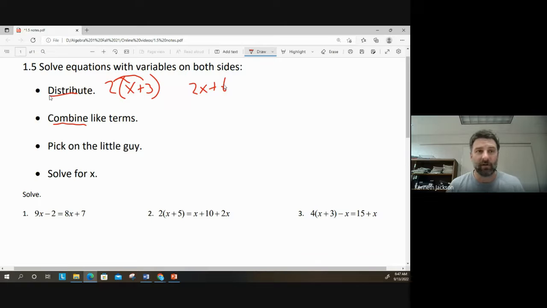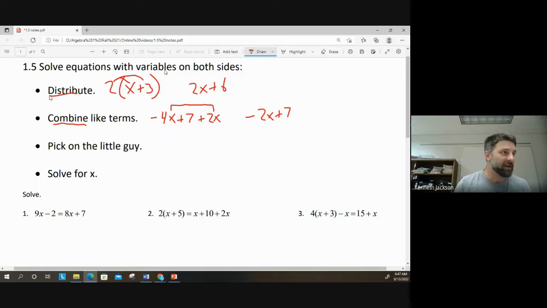After you distribute, you look to see if there's any like terms to combine, put things together that go together. An example of this might be negative 4x plus 7 plus 2x. Well, here, this negative 4x plus 2x, those are like terms. They both have an x. So I combine negative 4 plus 2 would give me negative 2x plus 7. The 7 doesn't combine with anything.